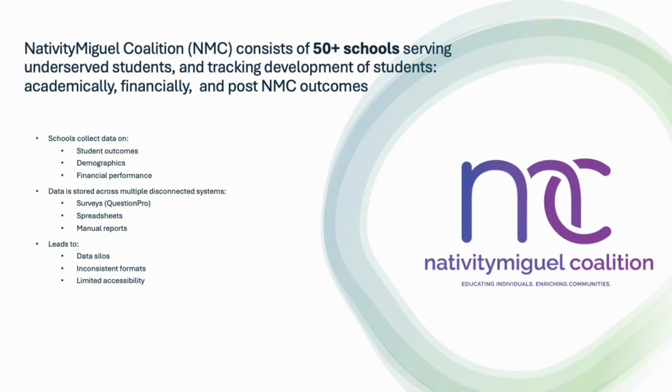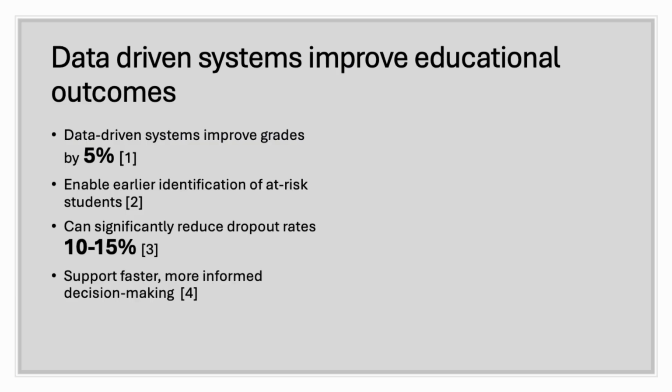However, data is spread across surveys, spreadsheets, and manual reports. This can lead to data silos and inconsistent formats, and it makes it difficult to quickly access insights or compare schools. This matters because data-driven systems have been shown to improve student outcomes. They can improve grades by 5%, and help identify at-risk students earlier and reduce dropout rates by 10 to 15%. They also support faster, more informed decision-making.